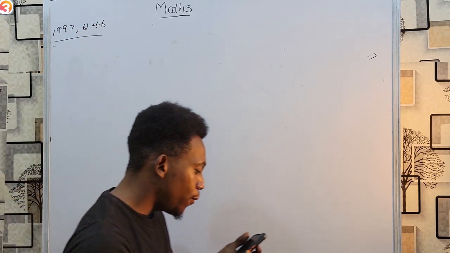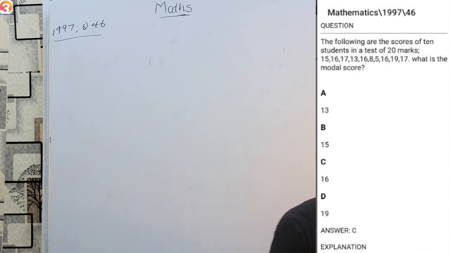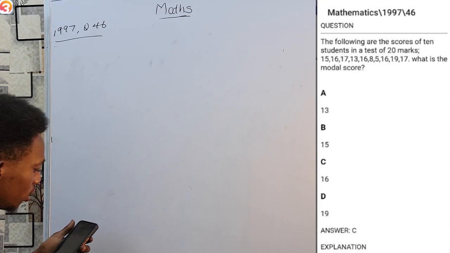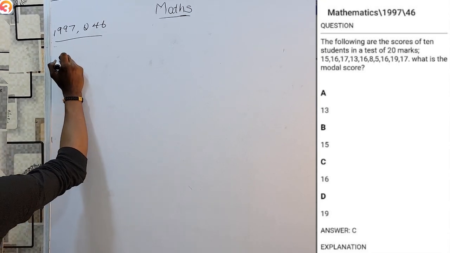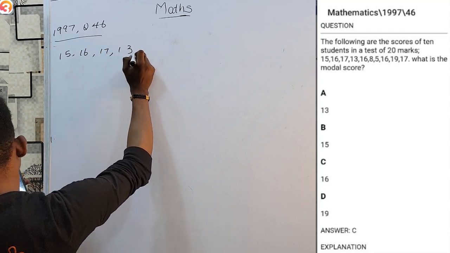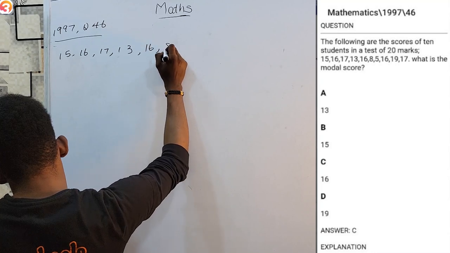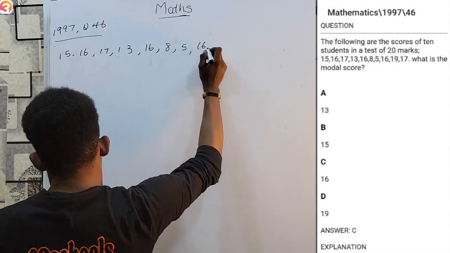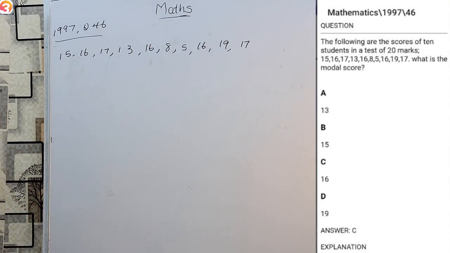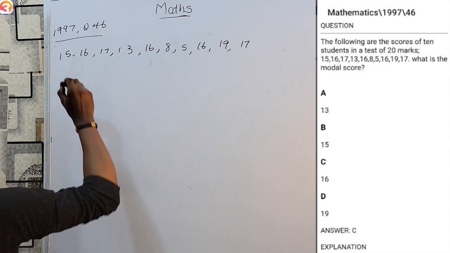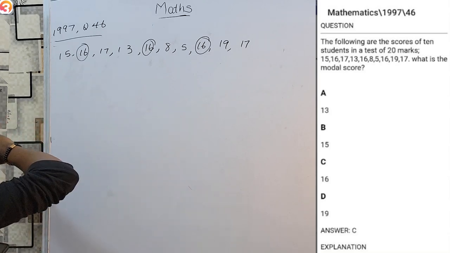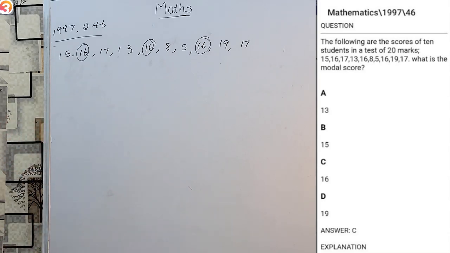This one says, the following are the scores of 10 students in a class in a test of 20 marks. What is the modal score? Mode, which one occurs most? So let's just write down the scores: 15, 16, 17, 13, 16 again, 8, 5, 16 again, 19, 17. We should know what the mode is, because only one number appears three times. The next closest is 17, which appears just twice.